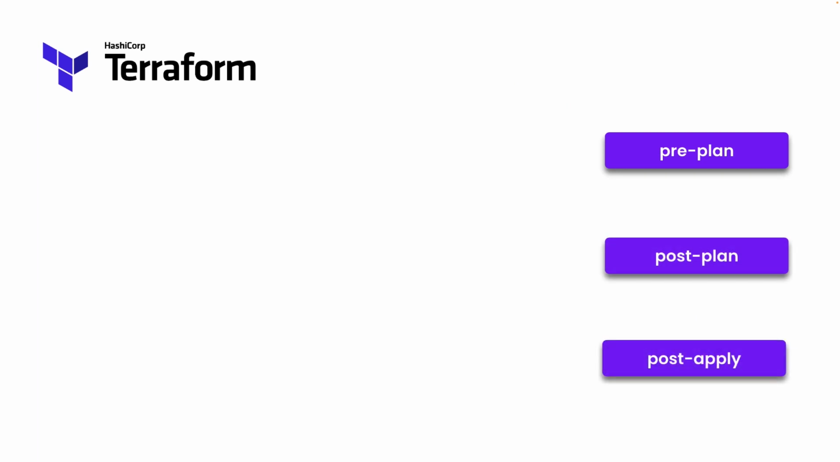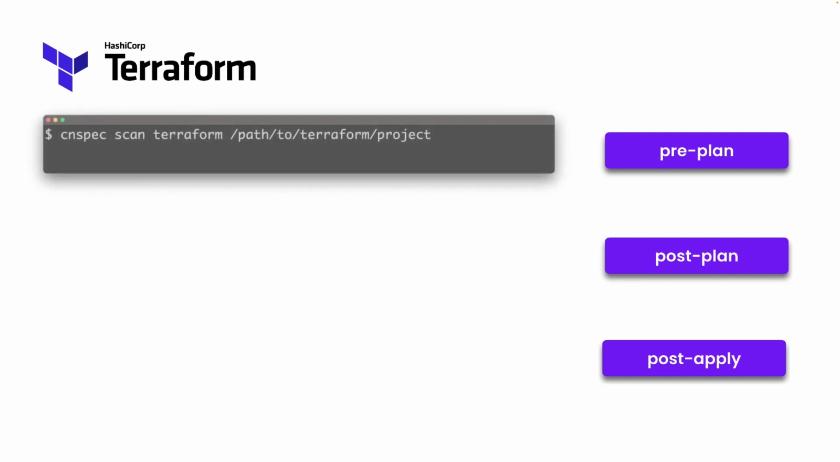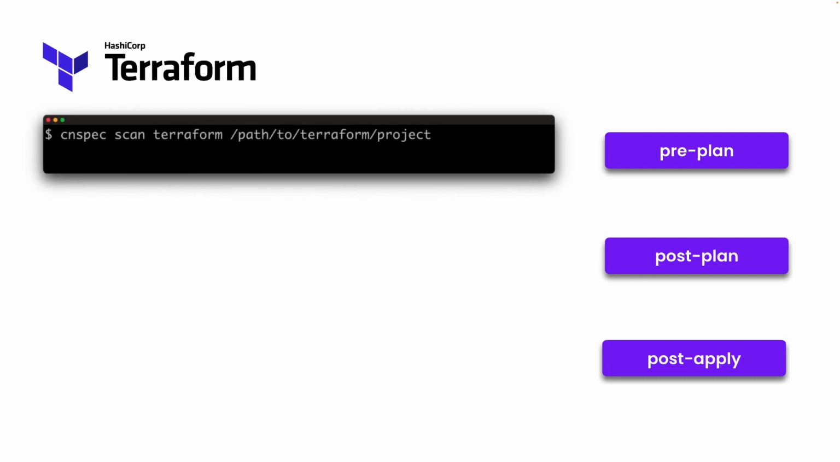You've got your Terraform HCL code. Then there is running a Terraform plan where you converge together variables in different configuration before you apply it. And then you apply that configuration to whatever your target is. So these stages as defined by HashiCorp are your pre-plan stage, your post-plan stage, and your post-apply stage. cnspec actually fits into each one of these stages of Terraform.